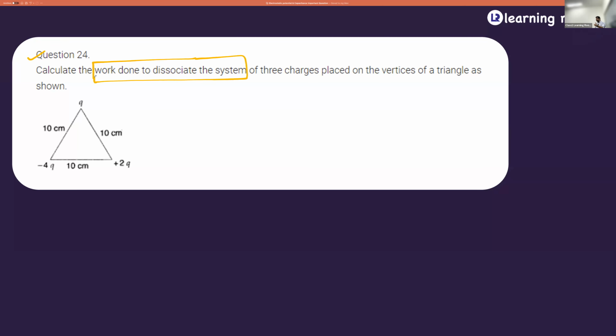So when you try to put the system together, you give energy to the system. What energy do we give? We give potential energy. So whenever you have this kind of a question, all that you need to calculate is the potential energy of the system. So if I take this to be 1, 2, and 3, then the total potential energy of the system will be equal to the potential energy between the charges 1 and 2 plus the potential energy between the charges 2 and 3 plus the potential energy between the charges 3 and 1.